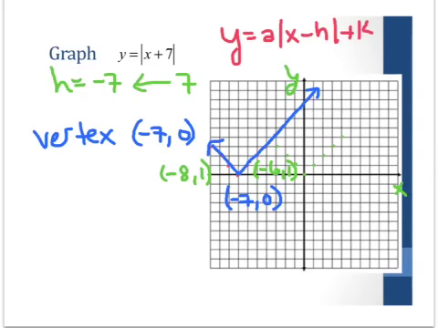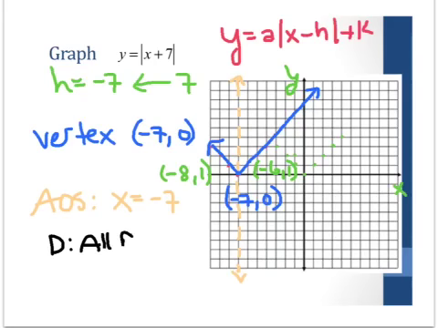So your axis of symmetry goes right through the vertex. Since my vertex had a horizontal shift, that means my axis of symmetry will move with it. So it's going to be x equals negative 7. The domain is also going to stay all real numbers. And the range is always y greater than or equal to, because we're open up, to k, so we're going to have greater than or equal to 0.